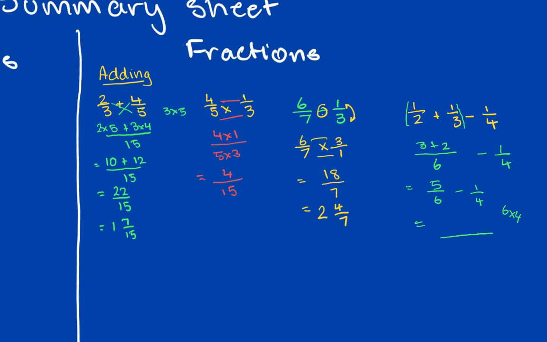Now we need another common denominator. 4 times 6 is 24. Okay, so 5 times 4 is 20. 6 times 1 is 6. Gives us 14 out of 24, because it was a subtraction. Okay, let's practice simplifying. We need to divide the top and bottom by the same number, and 2 is usually a good option. So 2, 7, 12.